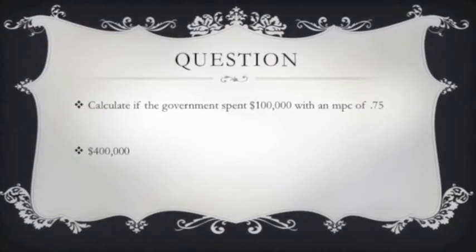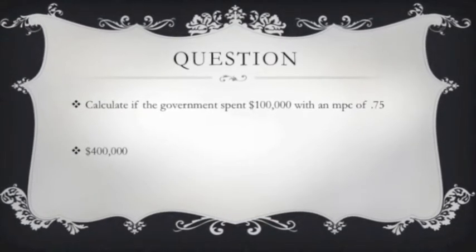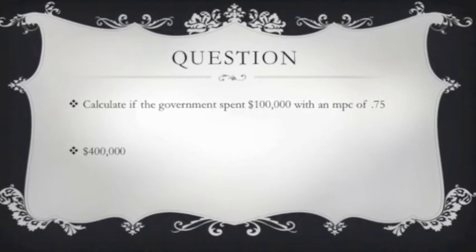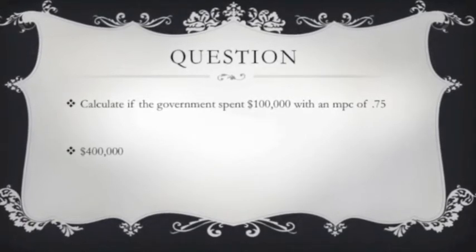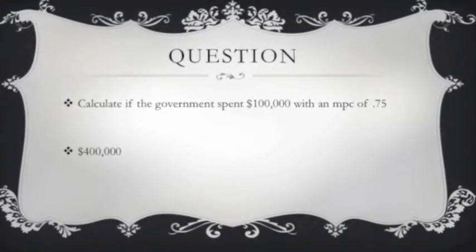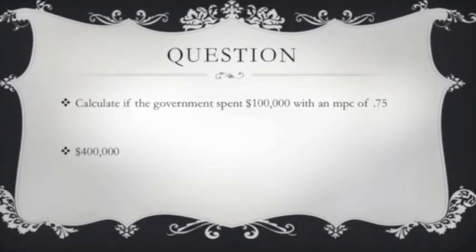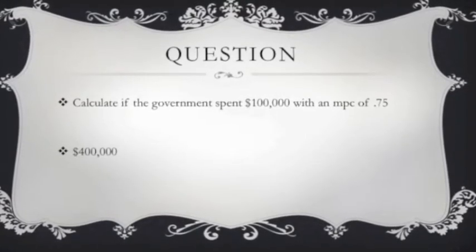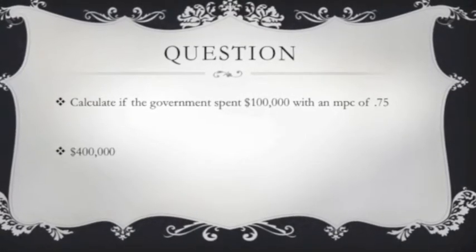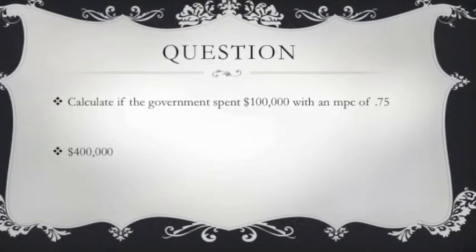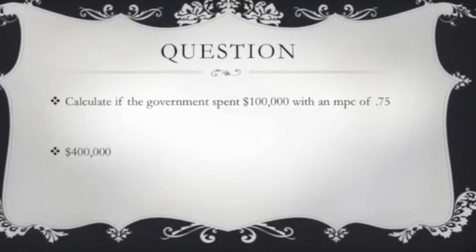Let's try it out. Calculate if the government spends $100,000 with an MPC of 0.75. We would find the MPS is 0.25. We put that over 1, and the answer is 4. 4 times 100,000 is 400,000.